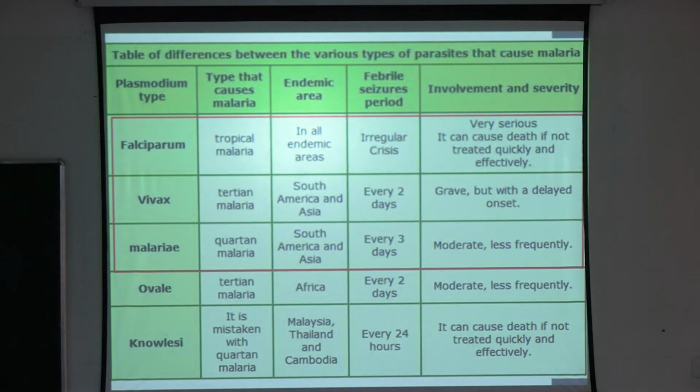The life cycle of Plasmodium malariae resembles, I think, falciparum, and ovale probably resembles vivax. The life cycles of the parasites are like that. But mainly you have to know about falciparum, how to manage falciparum malaria and how to manage vivax malaria, which was a question in your previous internal assessment, right?